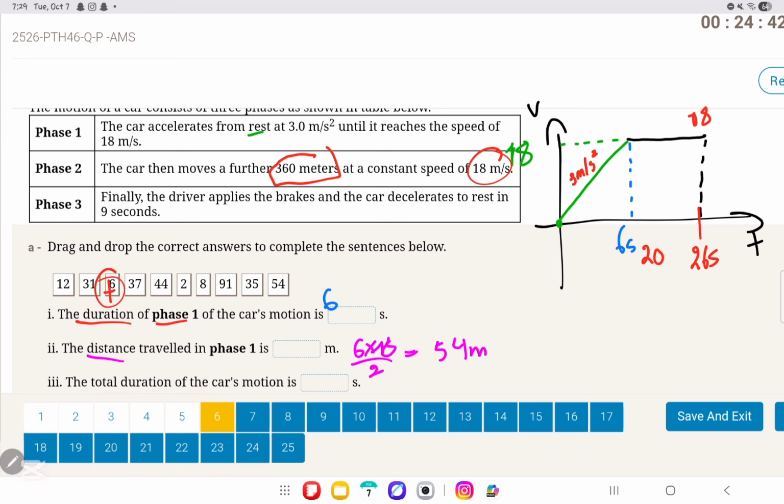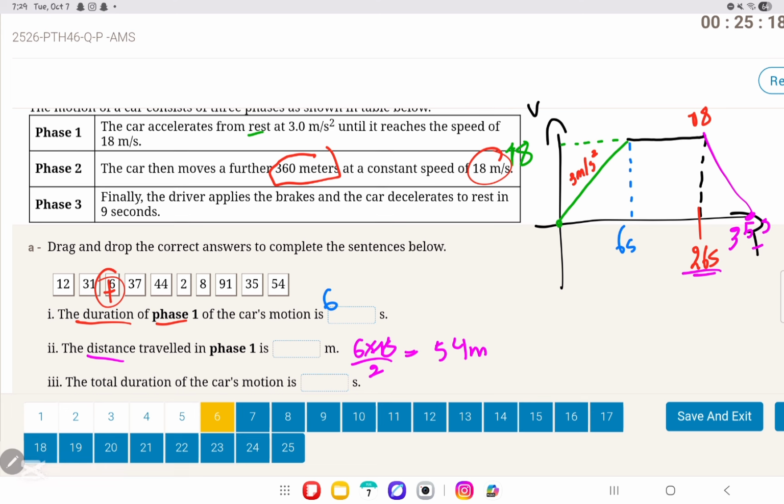Okay. Now we'll move on to the last phase, which is phase 3. It says the driver applies the brakes and the car decelerates to rest. So like this. In how many seconds? In 9 seconds. Just like that, we can find the total time traveled by the car. So in reality, it would be 26, which is the time over here, plus 9. So it's going to be 35 seconds.